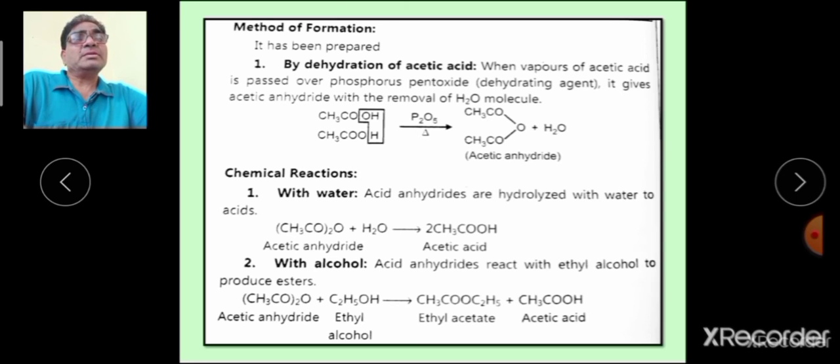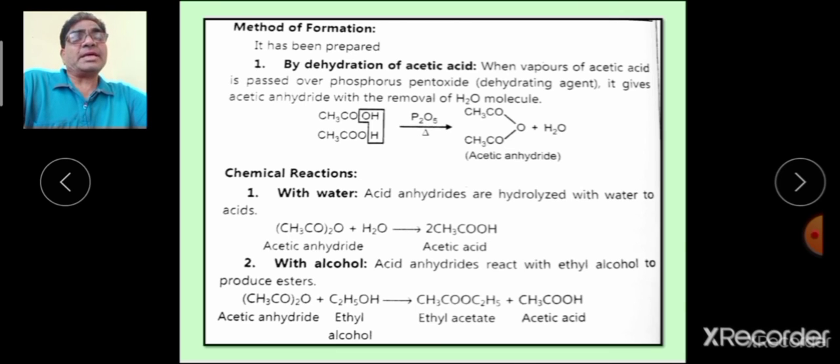Methods of formation. The first method is dehydration of acetic acid. When the vapors of acetic acid are passed over phosphorus pentoxide, a dehydrating agent, a water molecule is removed and acetic anhydride is formed. This is acetic acid; heating gives acetic anhydride by losing a water molecule. Chemical reactions with water: acid anhydrides are hydrolyzed with water to give acid. This is the reverse of the above reaction. Acid anhydride on action of water is converted into acetic acid. Therefore, the reagent must be used in dry condition.